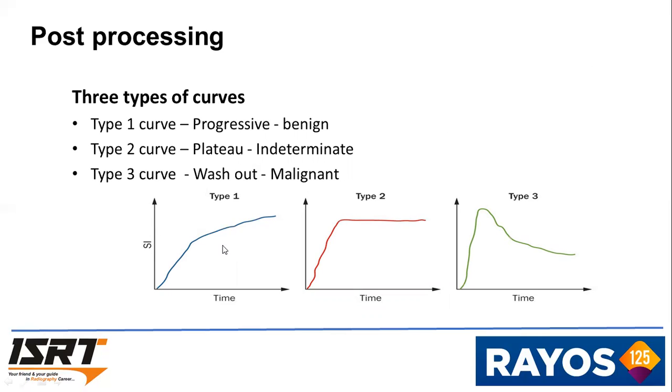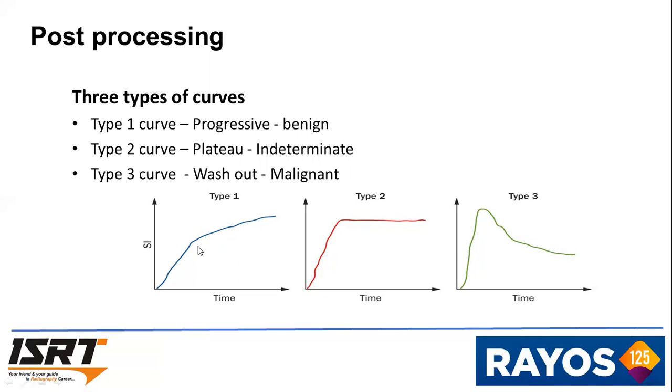In the first type of curve, we can see the signal intensity goes on increasing progressively throughout the entire phases. In the second type of graph, we can see in the first 1 or 2 phases the contrast enhancement is increasing, then a plateau is formed. In the case of the third curve, we can see in the first phase itself a rapid increase in contrast enhancement, then a rapid fall off.